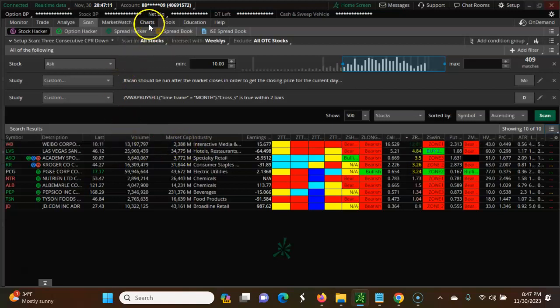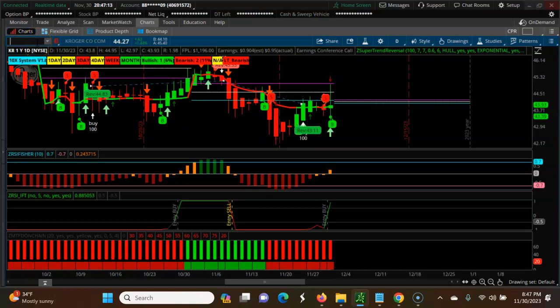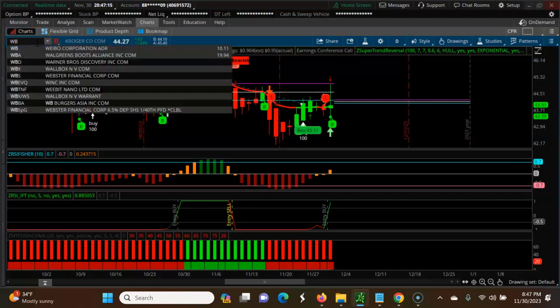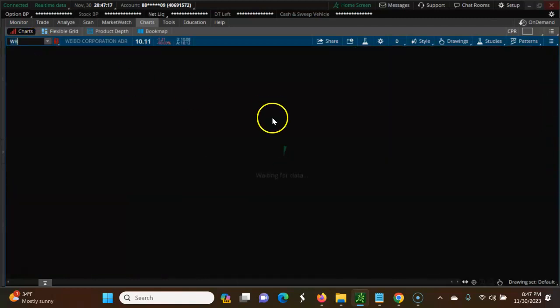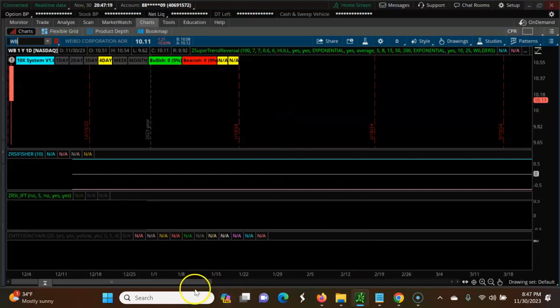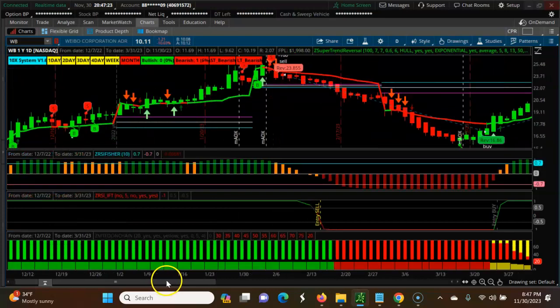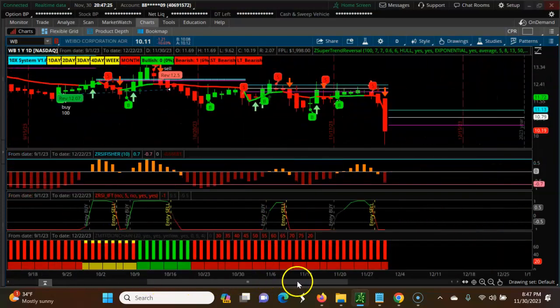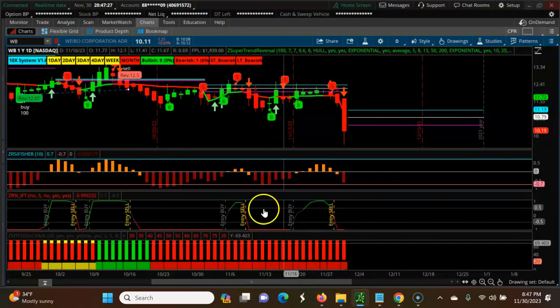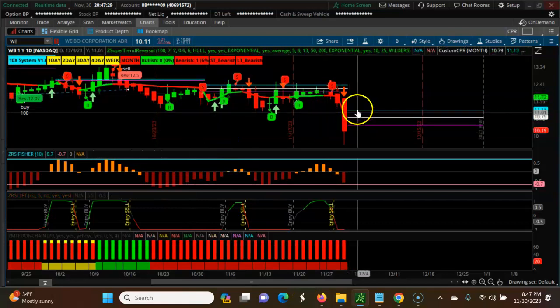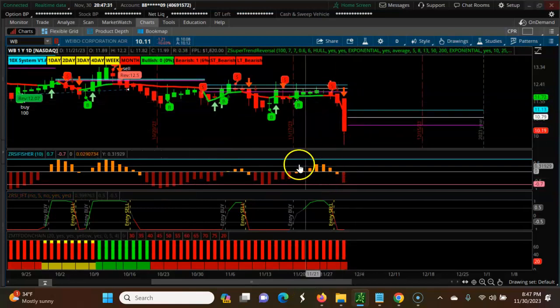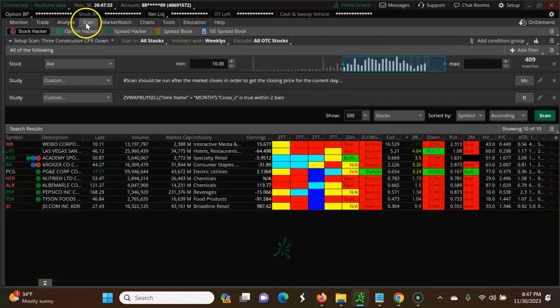VB. You can see it's downtrending. You can see the CPR down. It's a big candle down. So VB is the first one.